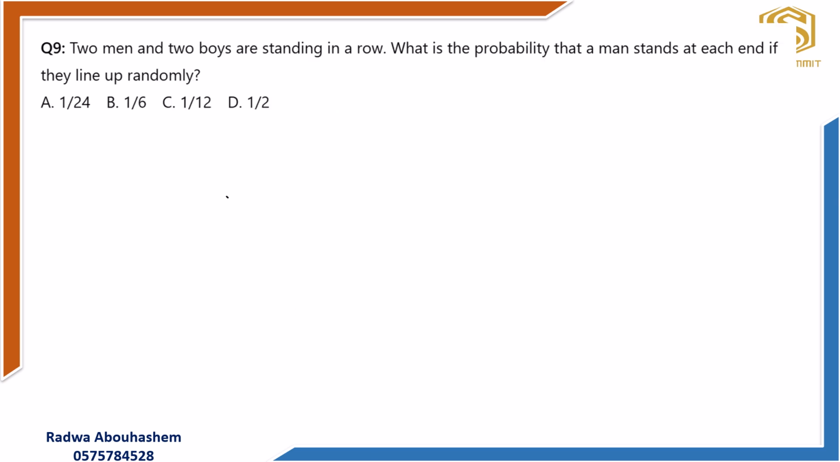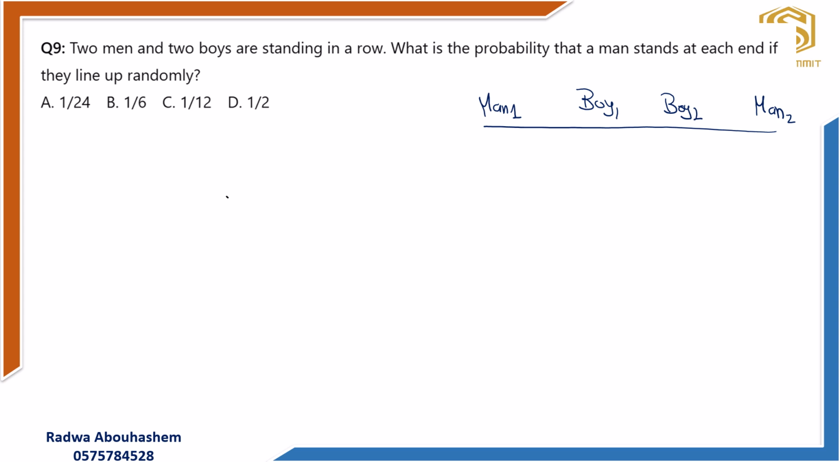2 men and 2 boys are standing in a row. What is the probability that a man stands at each end if they line up randomly? Okay, here's man 1, and here's man 2. Here's boy 1 and boy 2.